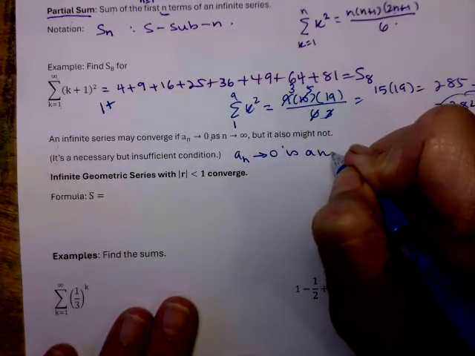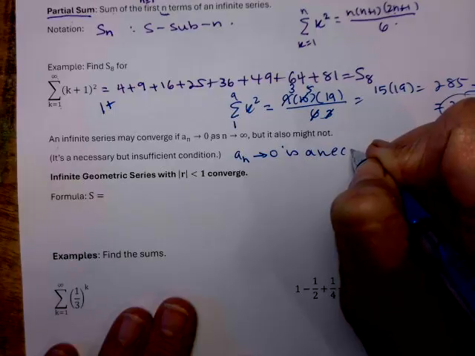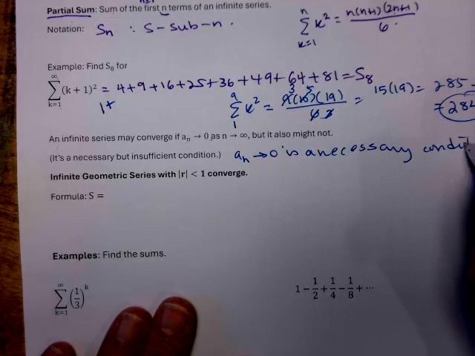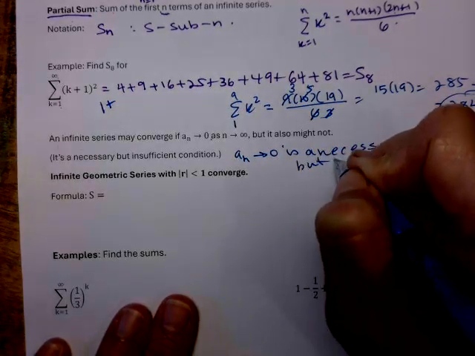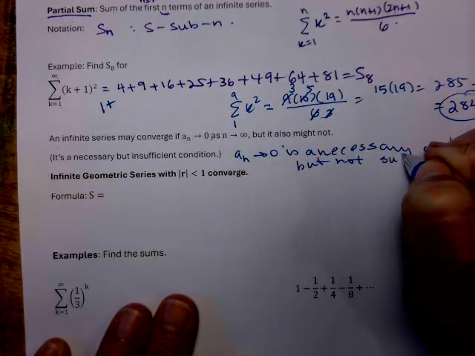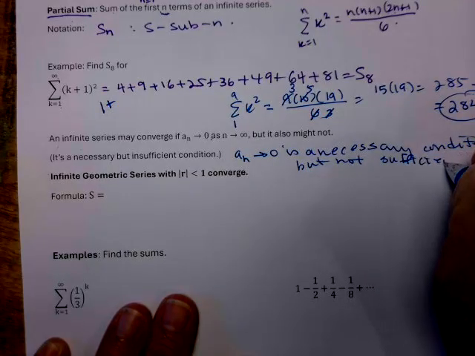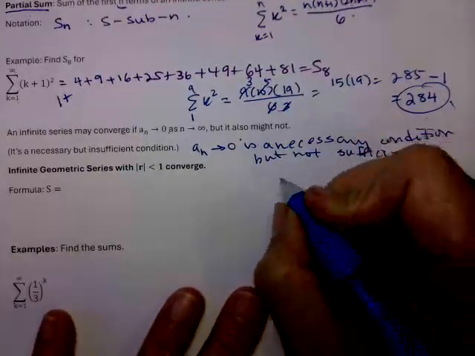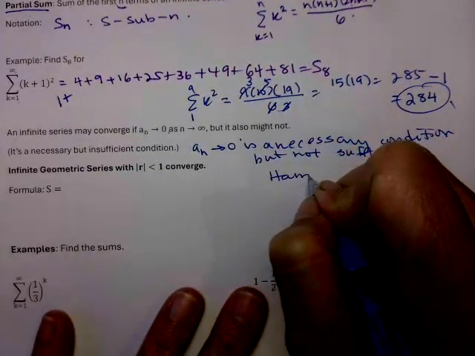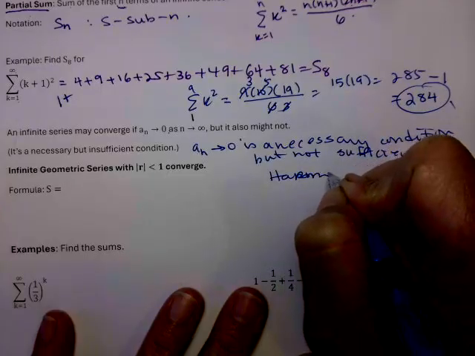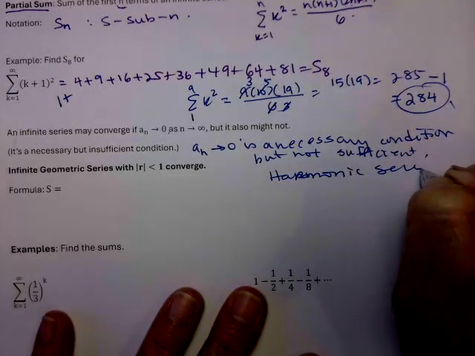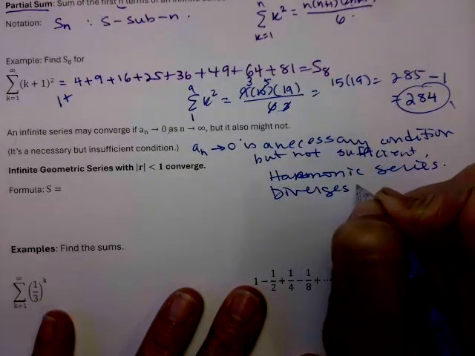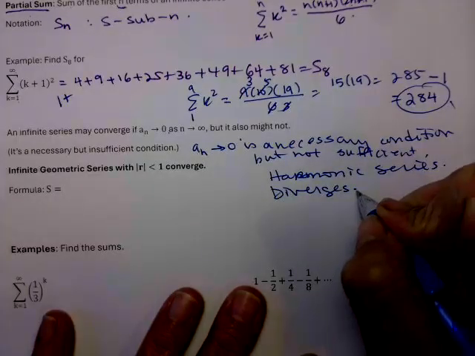So a sub n going to 0 is a necessary condition, but not sufficient. There's a very common example that you'll catch, the harmonic series. The harmonic series diverges even though a sub n goes to 0.